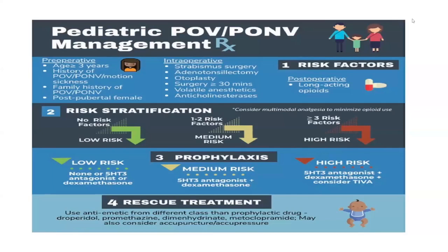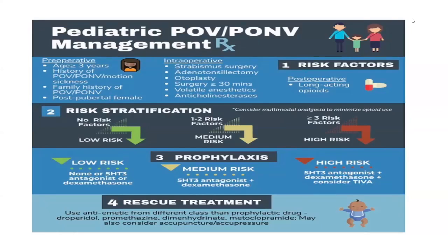the history of postoperative nausea and vomiting, and if there's actually a family history, and if they're post-pubertal females. And then in the intraoperative period, you look at if they've got strabismus surgery, adenotonsillectomy, otoplasty, surgery of more than 30 minutes, the use of volatile anesthetics. And then you risk stratify these patients according to their risk factors.